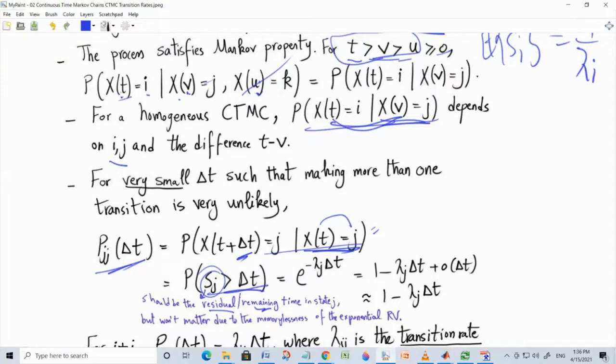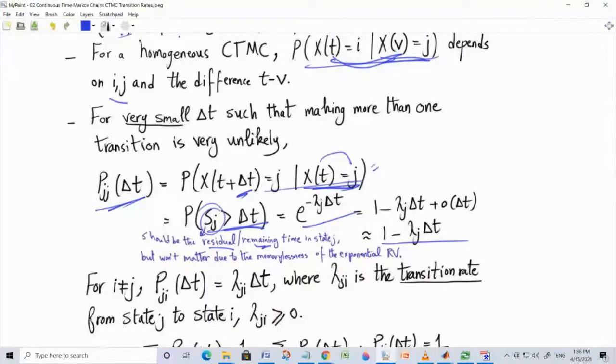So this is the probability that an exponential with parameter lambda j is greater than delta t, and this is well known. This is e to the minus lambda j delta t. But because delta t is infinitesimal, I can write this approximately as 1 minus lambda j delta t. Again, we want to focus on a situation in which the possible events are either remaining in a state or doing just one transition to some other state. So the probability of remaining in a state will be 1 minus lambda j delta t. Now, what about the probability of going from state j to state i?